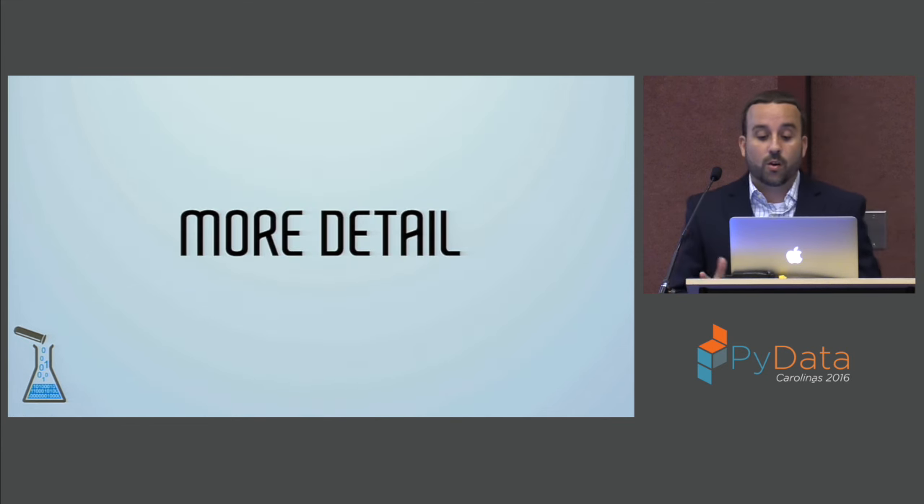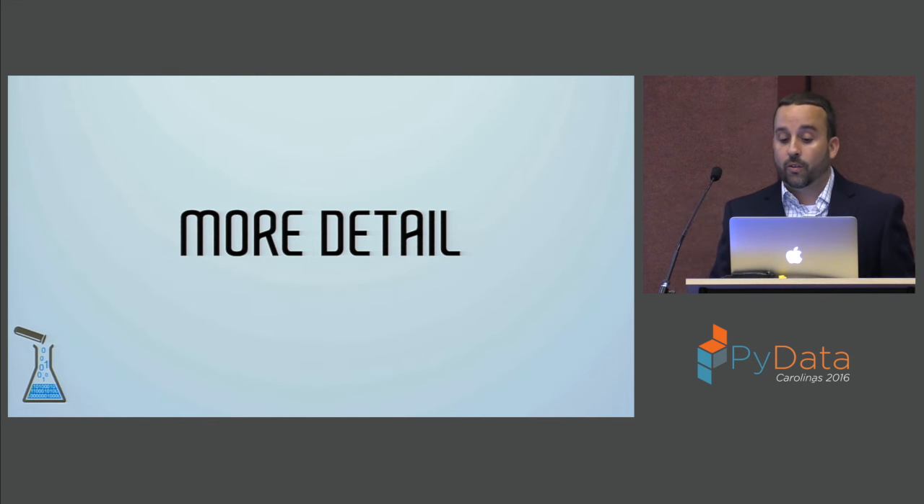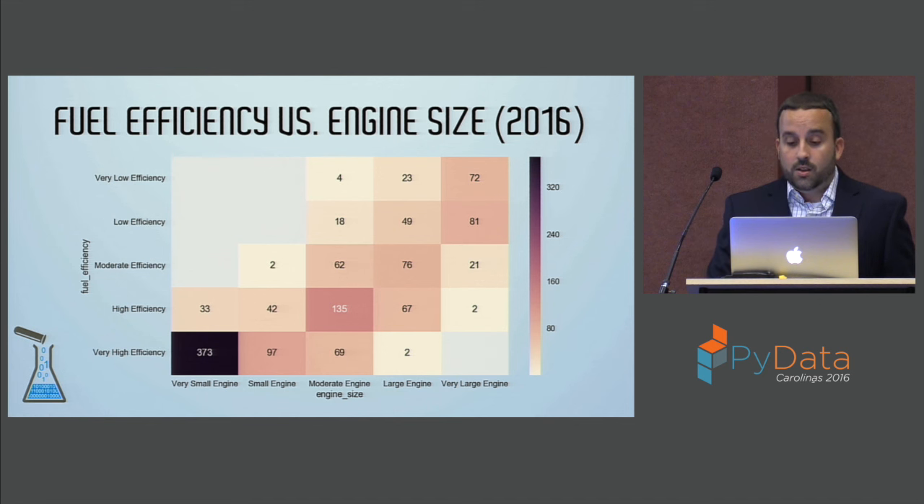Okay, so far we've been looking at the data at a pretty high level. We've been aggregating by a single categorical variable at a time. Next, we're going to go down a level and take a look at 2 or more variables at a time. And the way that we do that is with pivot tables. So here, I've created a pivot table heat map where you have a row for each fuel efficiency category and a column for each engine size category. And you can see how many vehicles fall into each combination of these.